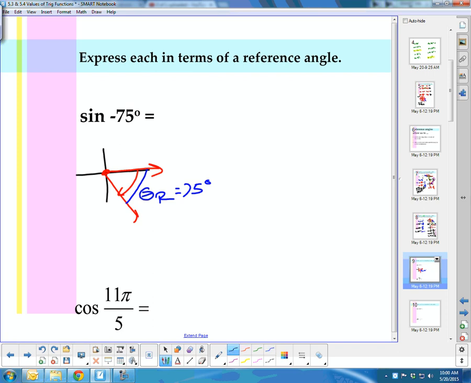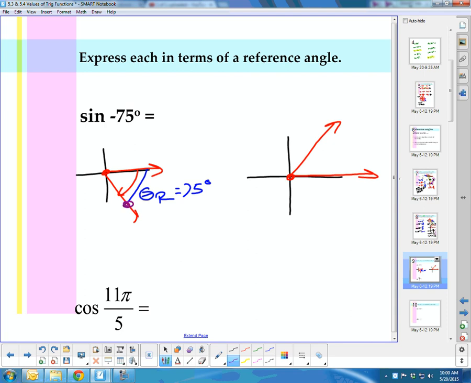And I'm going to take the same approach that I did in the last video with the example. I'm going to now draw the 75-degree angle on the coordinate plane. And I'm going to establish my x, my y, my r, and how the signs relate to each other.